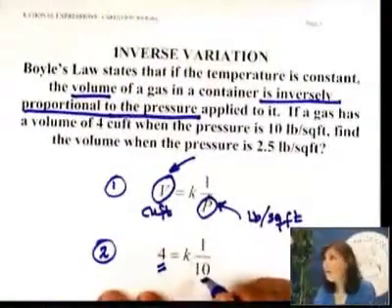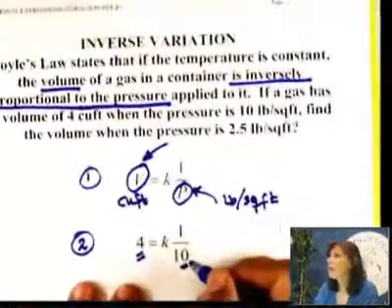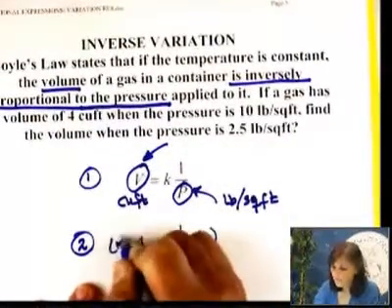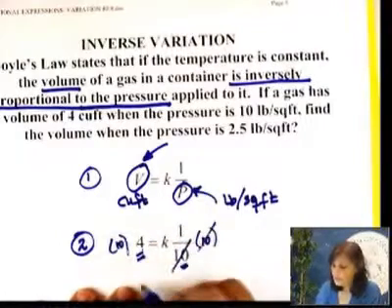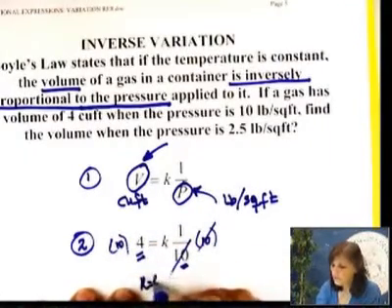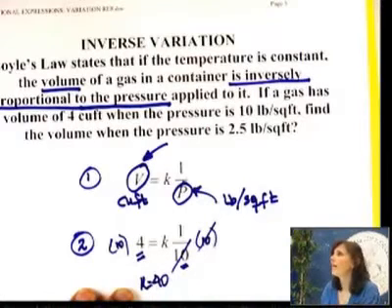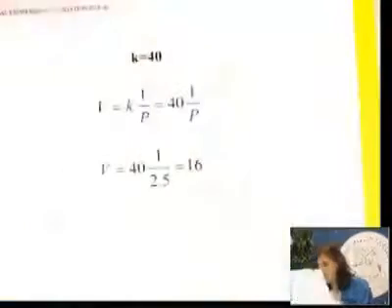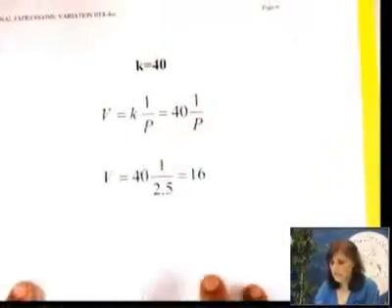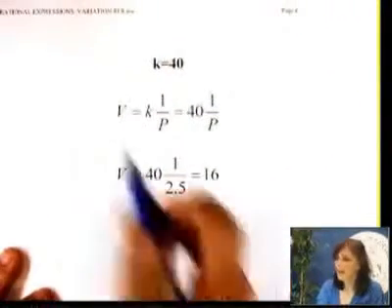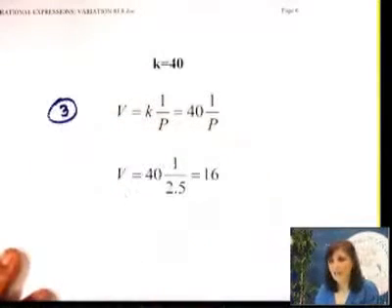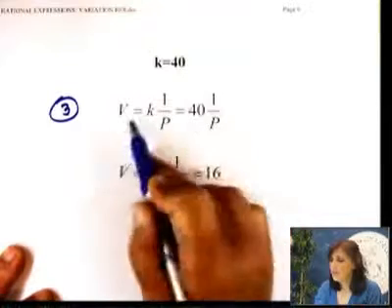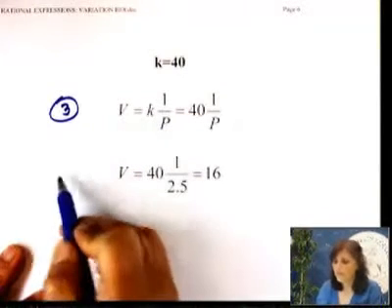So how can I solve K here? I can solve K here by multiplying both sides by 10. And look what happens. K equals 10 times 4, 40. All right, so that gave me the constant from step 2. Now that I have step 2, step 3, I'm going to write it with the K that I found. V equals K times 1 over P. K is 40. V equals 40 times 1 over P.